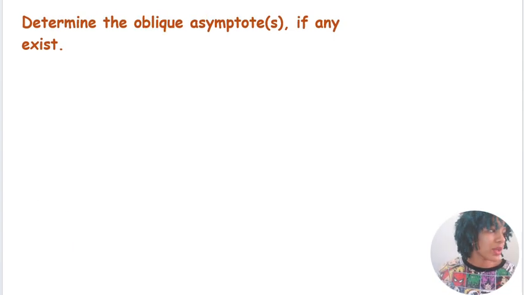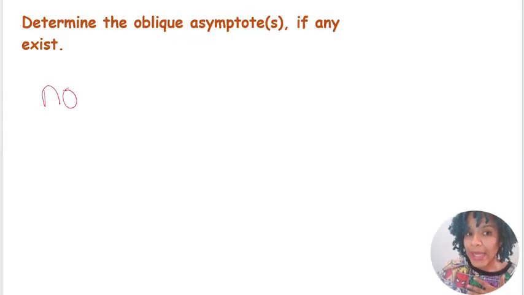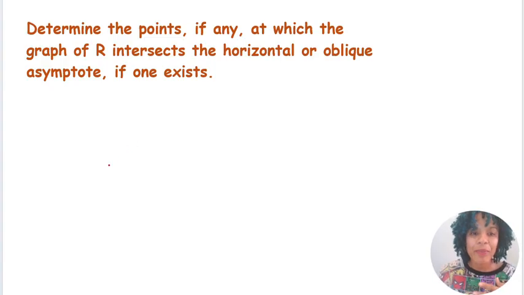Excuse me. Okay, so what are we doing next? This is simple. There is no oblique asymptote because we have a horizontal asymptote. Next. We are only missing 2 parts and we are about the same time.